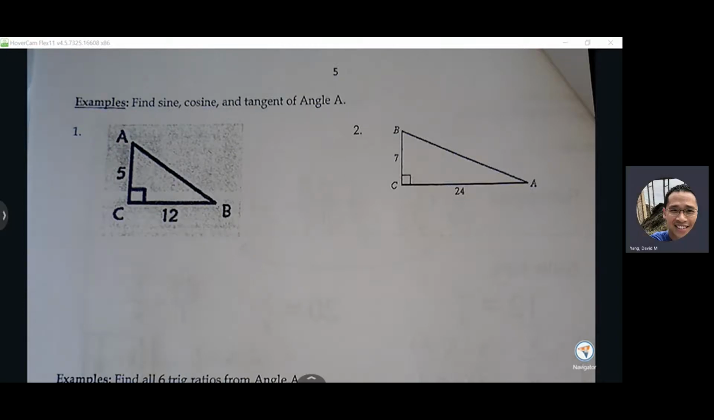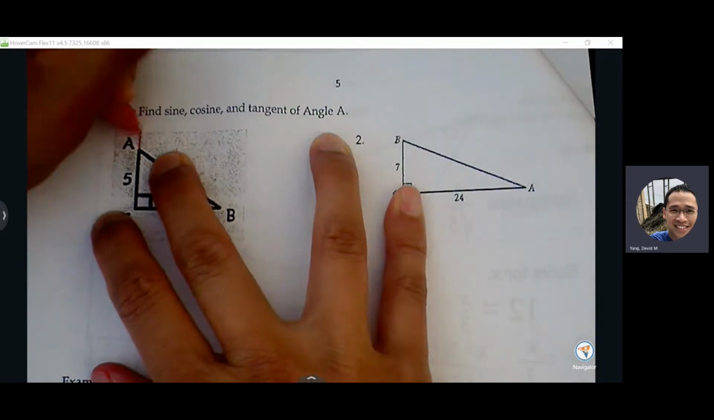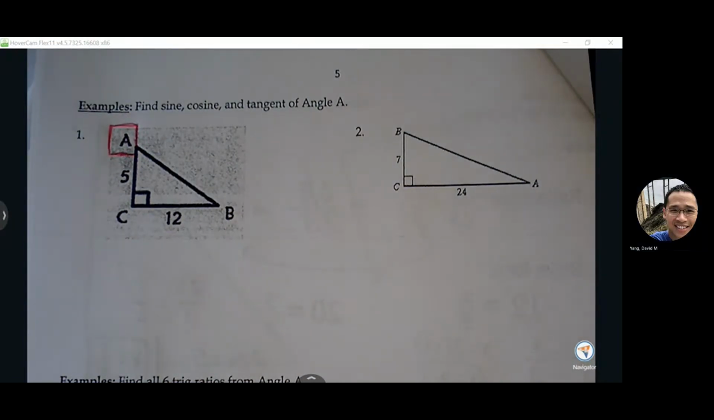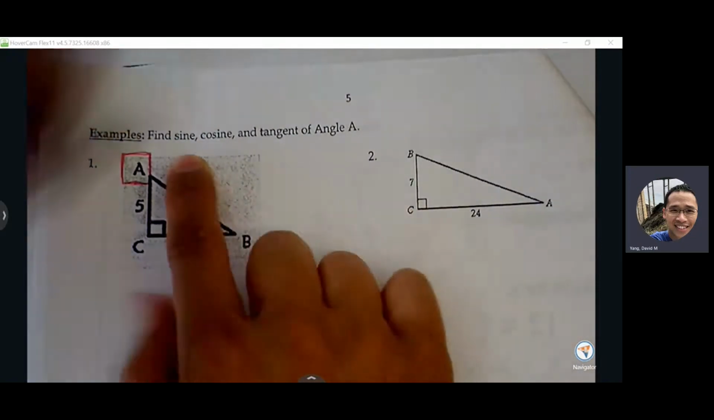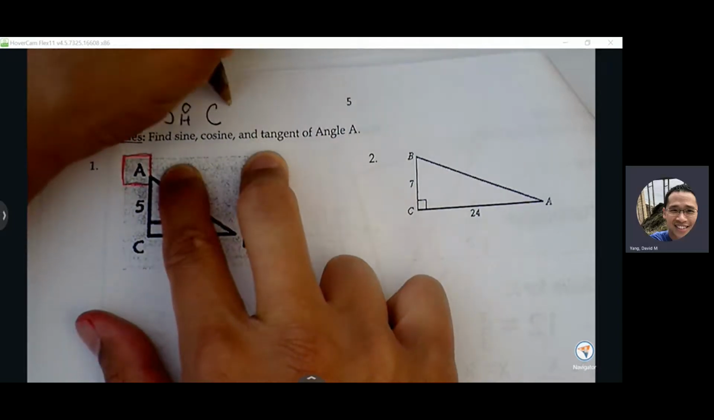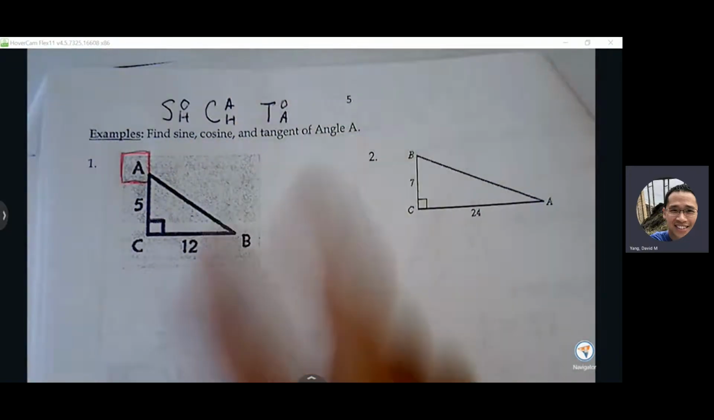Okay, so I'll do example one. Let's do example one together, and then I'll have you guys try number two, and I'll walk around and see how you do. It says find the sine, cosine, and tangent of angle A. So angle A is going to be our reference point. We're going to be looking at the triangle from the perspective of angle A. And we want to find sine, cosine, and tangent. Remember, sine is opposite over hypotenuse. Cosine is adjacent over hypotenuse. And tangent is opposite over adjacent.